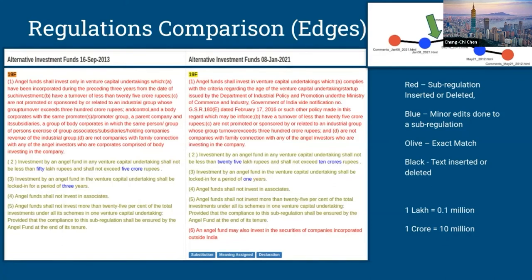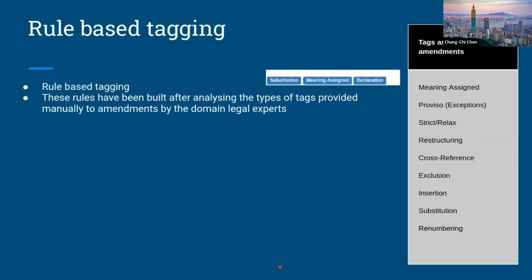So these kinds of changes have to be captured because they play a vital role in how a company makes its financial decisions. We are also providing these tags, which have been built using a rule-based tagging system, and we took the help of domain legal experts. This rule-based tagging helps you take a quick look at the regulation comparison and see what kind of changes have been happening.